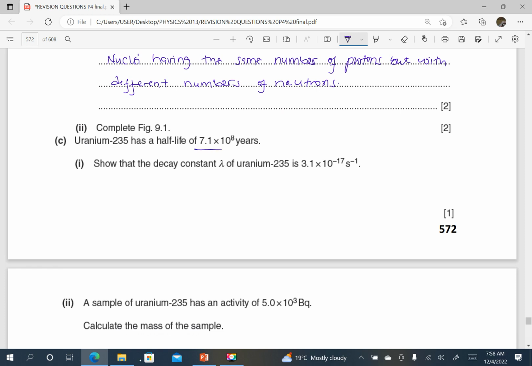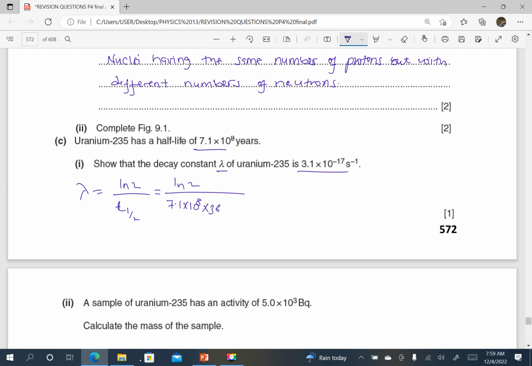Uranium-235 has a half-life of 7.1 times 10 power 8 years. Show that the decay constant lambda of uranium is given as that. So that is easy. We now know that the decay constant is equal to ln of 2 divided by the half-life, t1/2. So this is going to be equal to ln of 2 divided by the half-life, which is 7.1 times 10 power 8. They want the answer in per second. We shall change years to seconds.